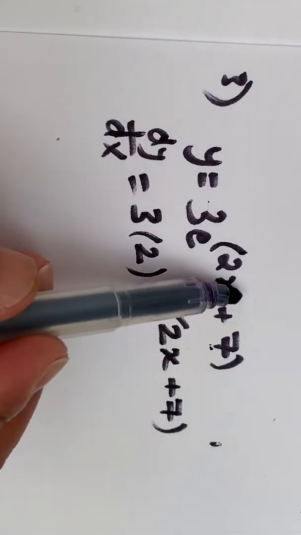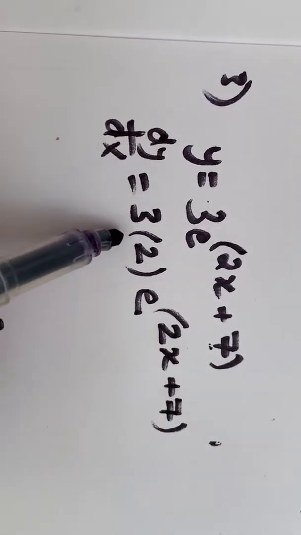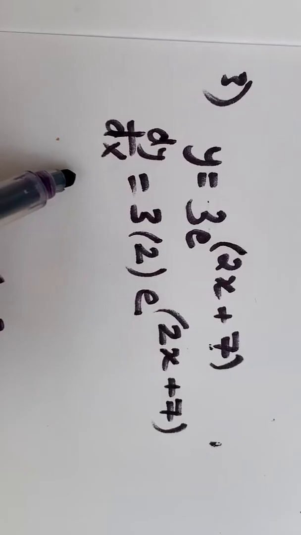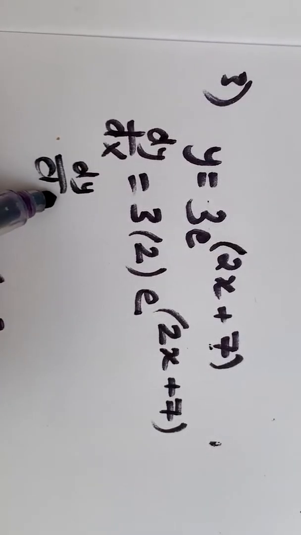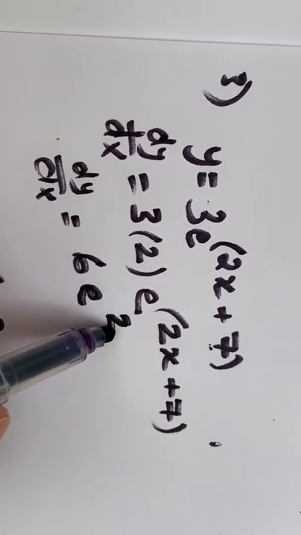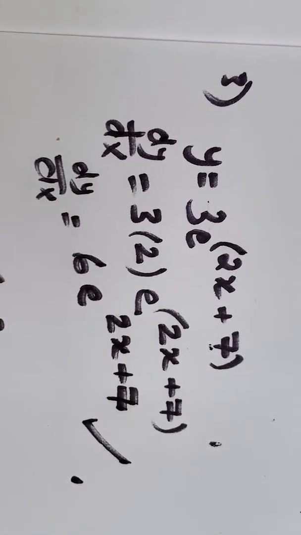So by differentiating what's inside the bracket, you get 2, you bring a 2 next to the 3, becomes 6, e, and you leave that exactly how it is. So the actual answer is now dy over dx equals 3 times 2 is 6, e to the power of 2x plus 7, and that's your differential there.